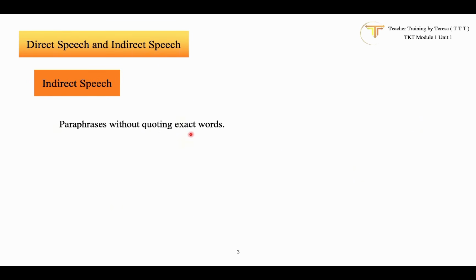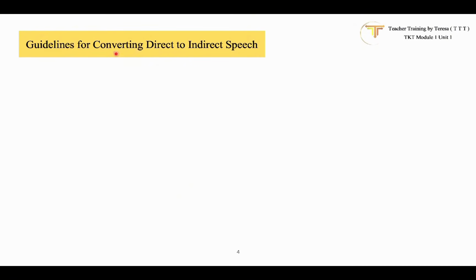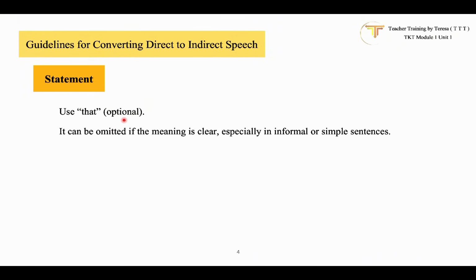Indirect speech. It paraphrases without quoting exact words. It adjusts tenses, pronouns, and time and place words. Example: He said that he worked there. Guidelines for converting direct to indirect speech. Statement: use "that." Optional. It can be omitted if the meaning is clear, especially in informal or simple sentences.